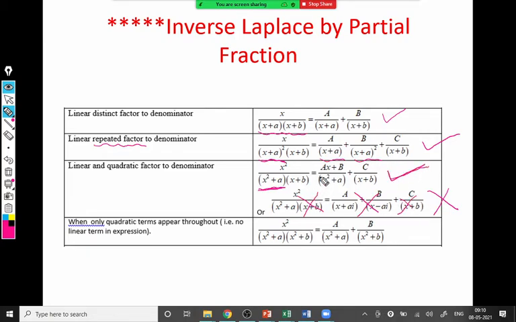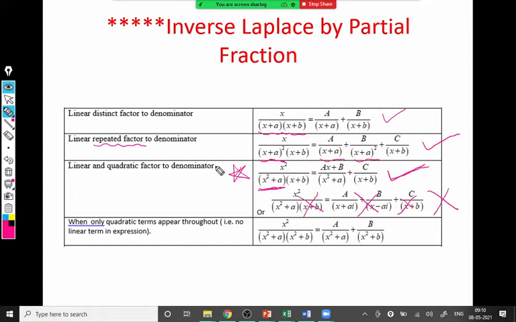Why are we using this? Because we know a standard formula for the inverse Laplace of s upon s square plus a square, that is cos at. So that formula we can use. Because of that, there is no need to take the complex factors like this. So this one is the formula you should remember for partial fractions in Laplace that we require.